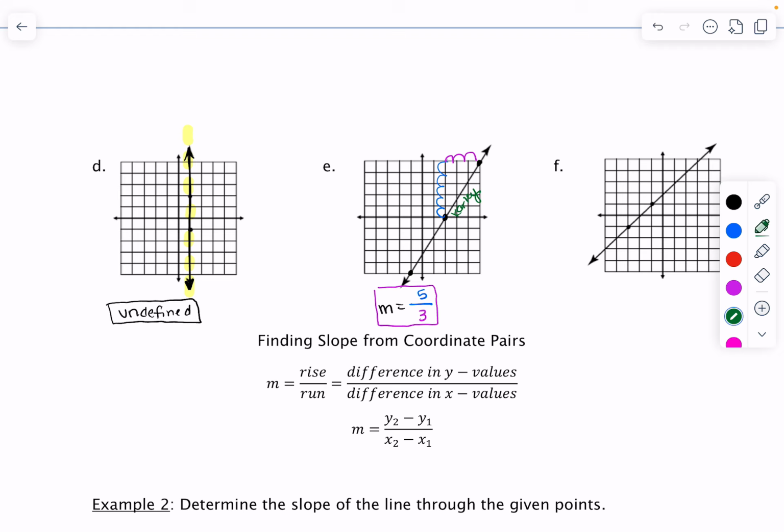Okay. The last one, we've got our 2 points. I'm going to say m equals, here are the 2 dots. For this one, I'm going to go up 2, also over 2, and what is 2 divided by 2? It is 1. And this is increasing, it is positive.